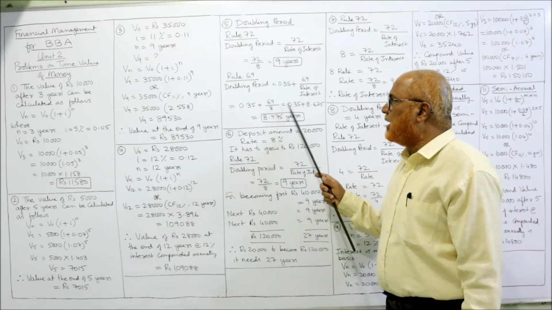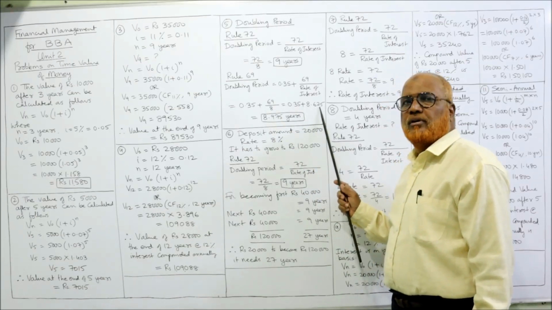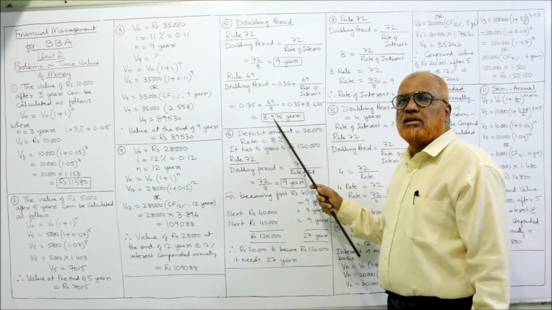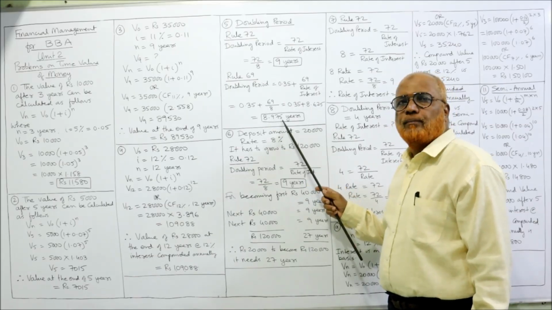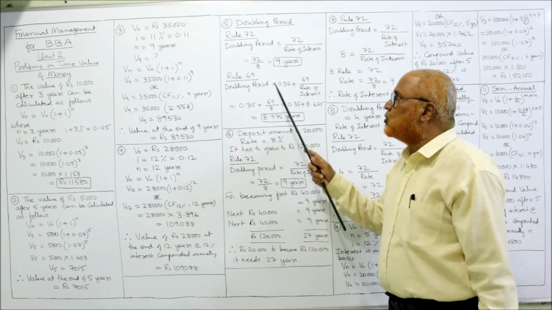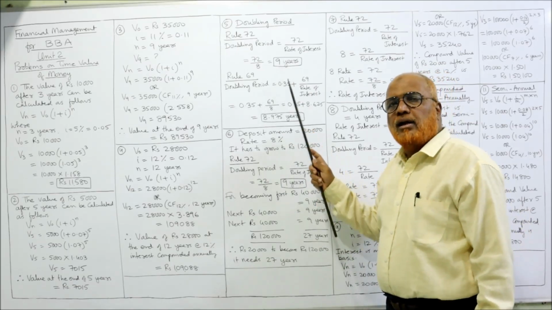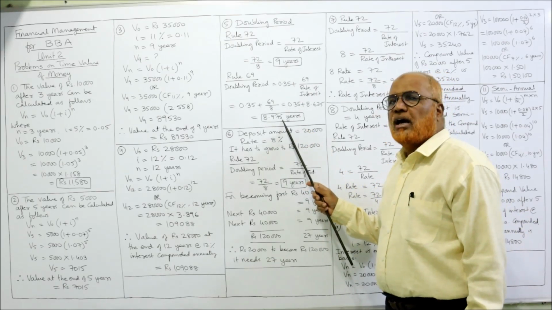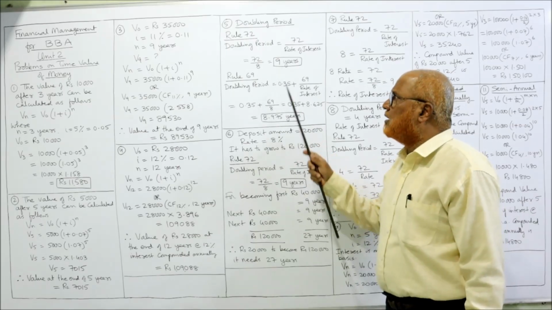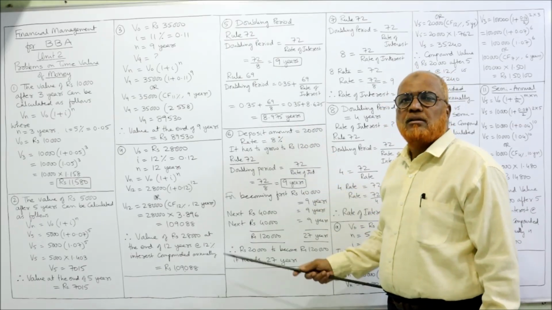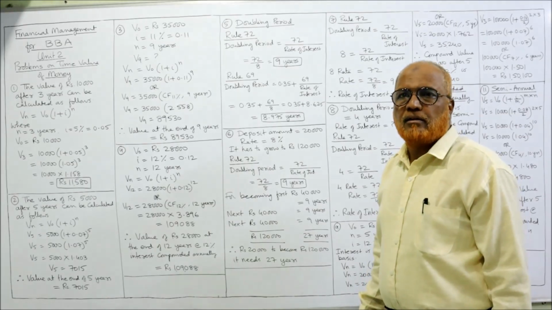So 69 by 8 you will get 8.625. So if you add up, 8.975 years. According to rule 72, it is 9 years. According to rule 69, 8.975 years, almost very near. This is the formula for doubling period.